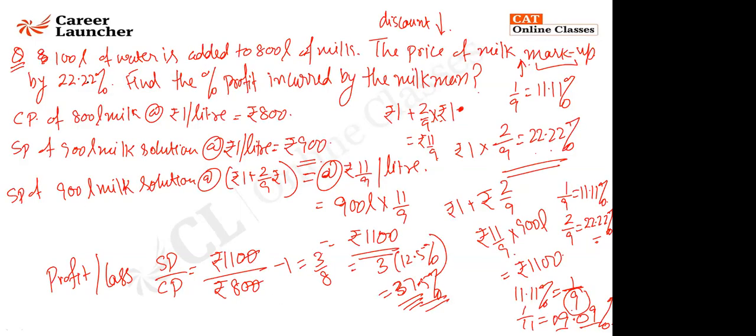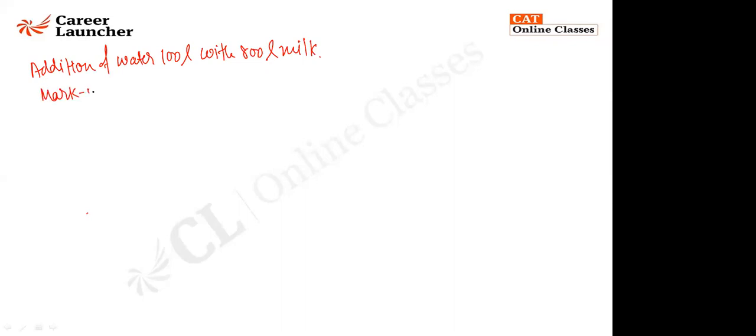Now, if you look at this question closely, there are two events which are happening. What are those? One is addition of water, 100 liter of water is added to 800 liters of milk. And consider the water is free of cost, of course. Second is the markup price. Markup by 22.22%. These are the two events which have happened there.